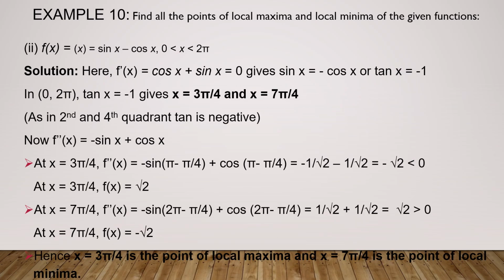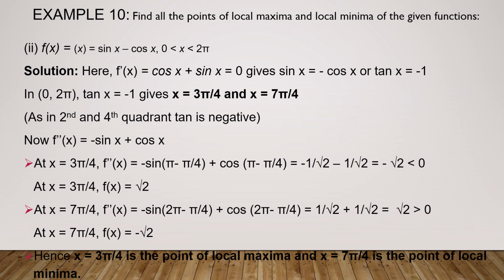The second example: f(x) is equal to sin x minus cos x, and x is between 0 to 2 pi. Correct? So what is the derivative? f dash of x will be, derivative of sin is cos, cos is minus sin, so f dash of x is cos x plus sin x. When we equate it to 0, you get sin x is equal to minus cos x, or sin x by cos x, meaning tan x is equal to minus 1.